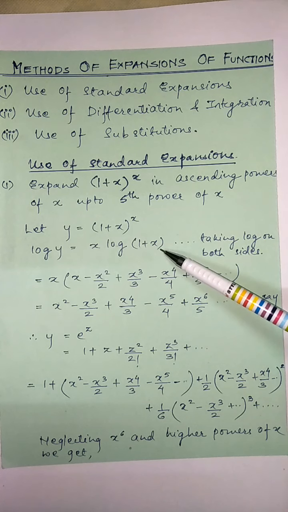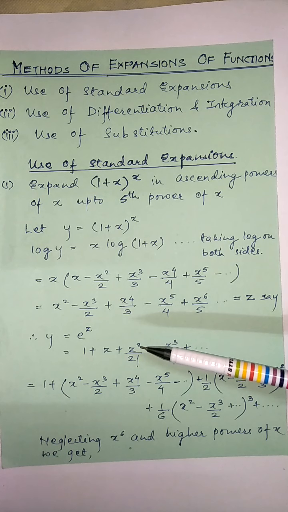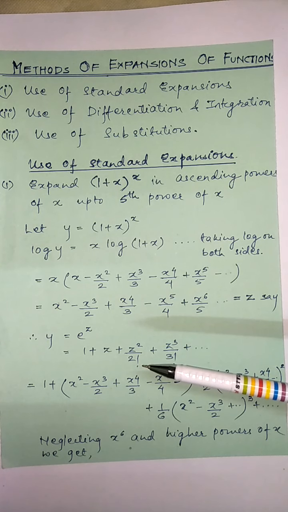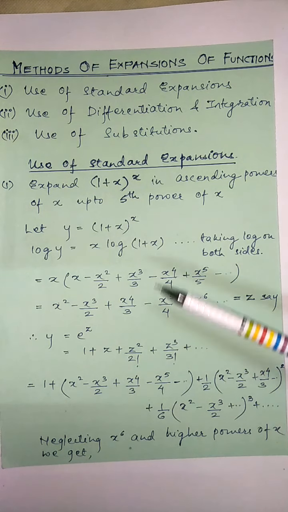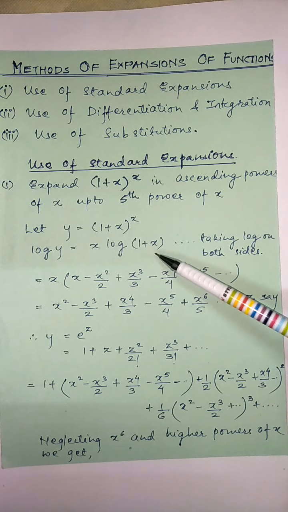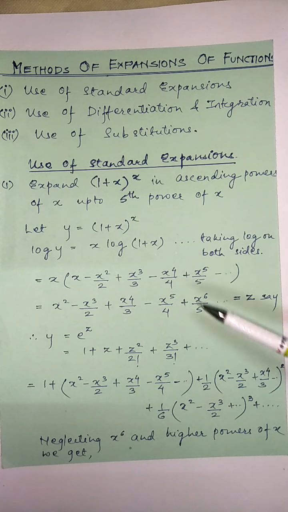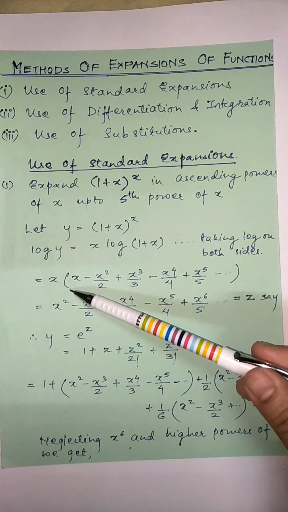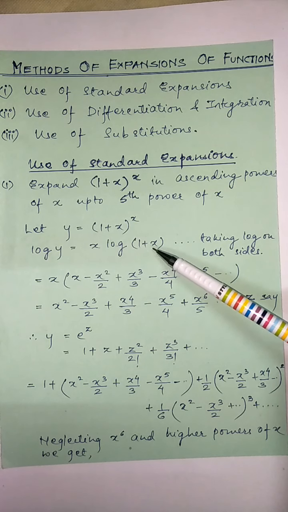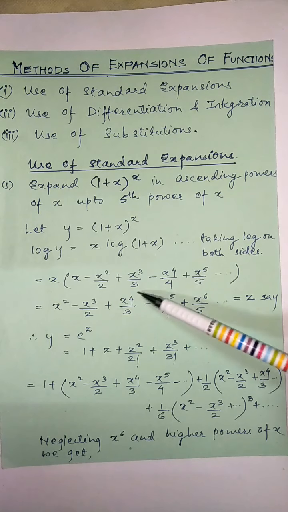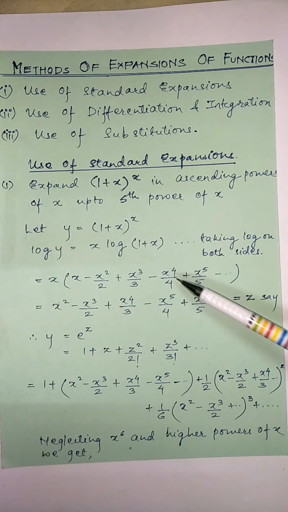Now for this log of (1 plus x), we have a standard expansion, and that we have seen in the previous video. We know that. So for this log of (1 plus x), we will substitute the standard expansion. So what we have is x into the expansion for log of (1 plus x), which is x minus x square by 2 plus x cube by 3 minus x raised to 4 by 4 plus x raised to 5 upon 5 and so on.